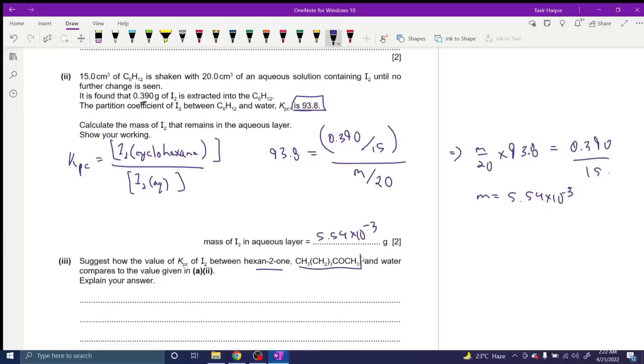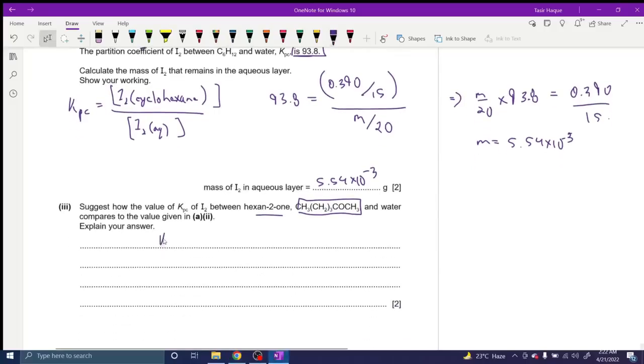How does the polarity of cyclohexane compare to hexan-2-one? Since hexan-2-one has an electronegative oxygen, it has a methyl ketone group. It's more polar than cyclohexane. As a result, since it is more polar, less iodine would dissolve here, right? Comparatively, and as a result, the value of Kpc would decrease.